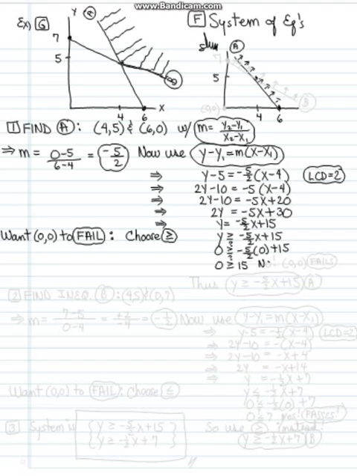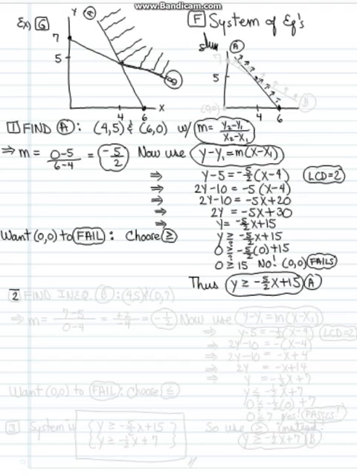And the answer is no. That means the point 0, 0 fails. And if it fails, that's good, because we wanted it to fail since the shading's on the opposite side. Thus, we keep the direction of the inequality: y greater than or equal to negative 5 halves times x plus 15. Okay, that's my inequality A.